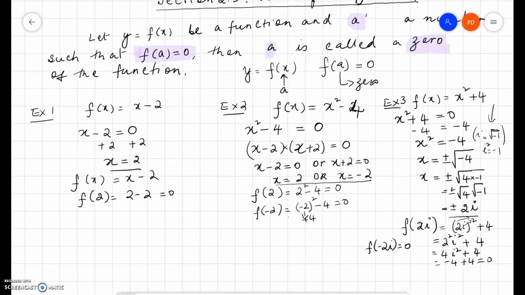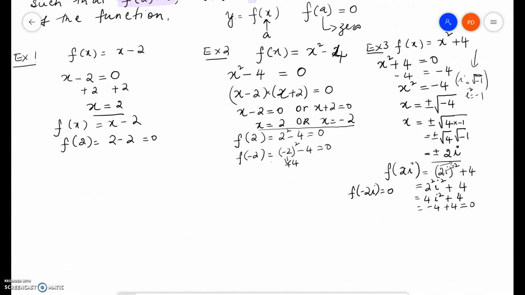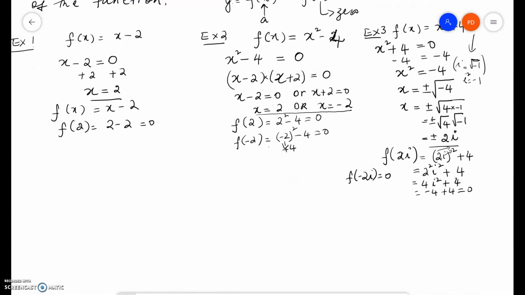Now, what we've seen here is that the zeros don't necessarily have to be real numbers. Zeros can be imaginary numbers as well. Now, the value of a function at a 0 is equal to 0.